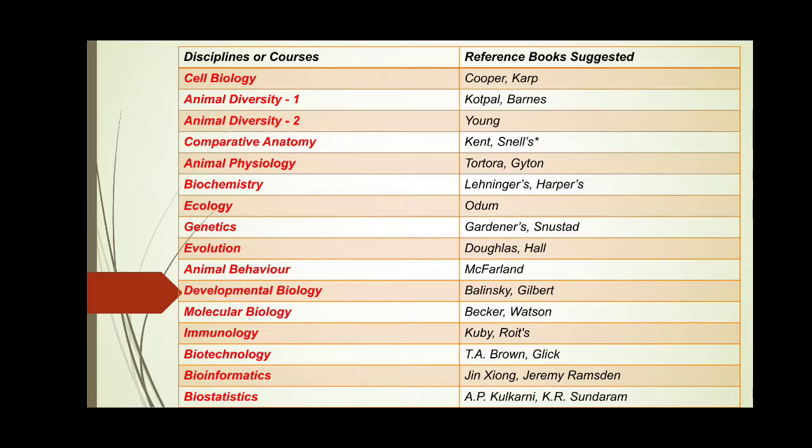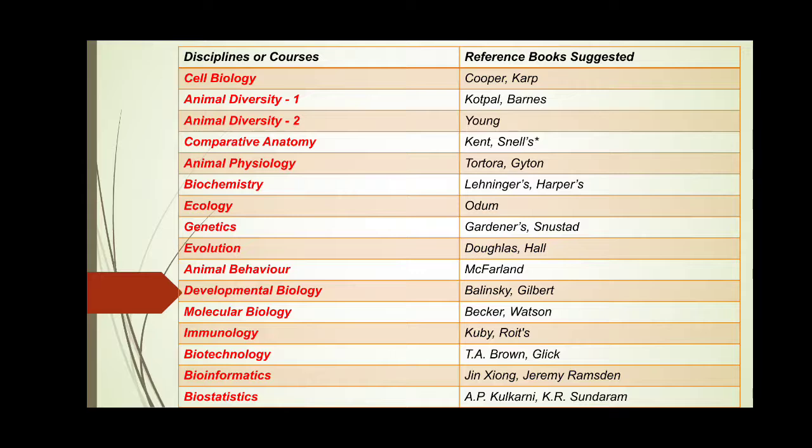McFarlane. For developmental biology, I will suggest you Belinsky. You will not feel like I am studying a foreign author book. It is just like an Indian author book in terms of language and explanation. Gilbert is a little bit difficult, you can say, but you can go through Gilbert also. Gilbert is also a nice book.